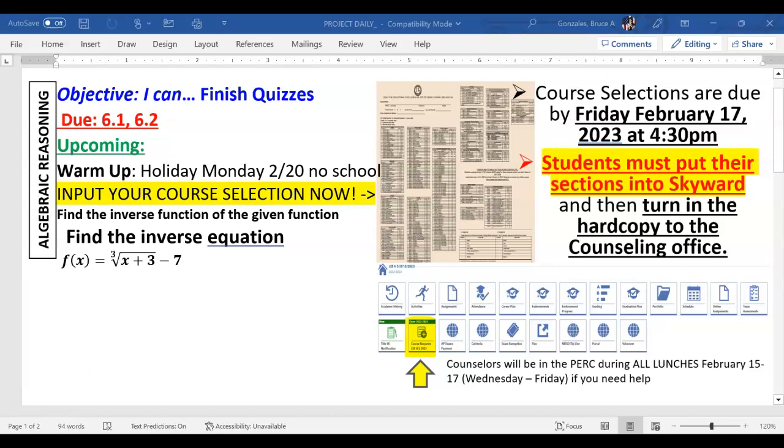But let's do this inverse equation. Now, we've been doing these a lot, okay? But this one starts with a cube root, okay? So we've started with a cube. What do we do when we have a cube root? So same steps, we want to solve for, well, first of all, turn f of x into y, right? So y is equal to cube root of x plus 3 minus 7. And then with x and y, we switch places, right? So this is x equals cube root of y plus 3 minus 7.